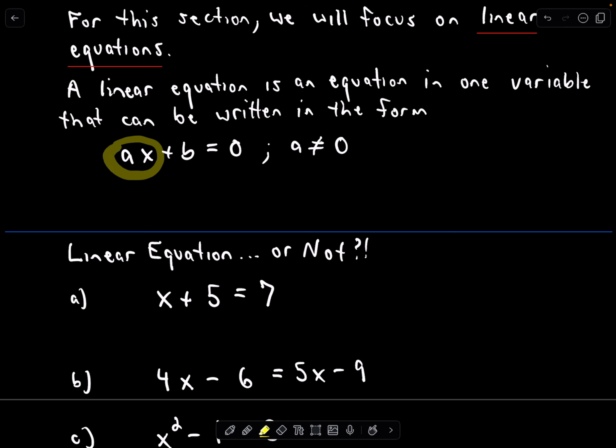There can be lots of terms involving x to the first power, and then I'm just adding and subtracting some number. And the right side doesn't have to be equal to 0. We just want to be able to take our equation and put it in that form. So what do I mean here?